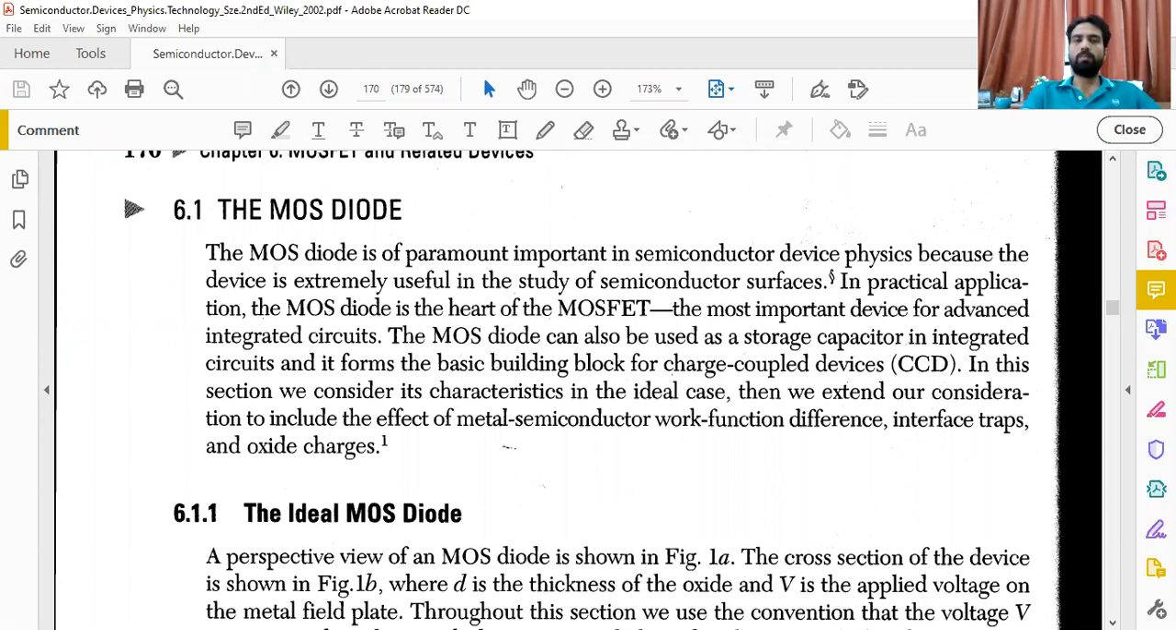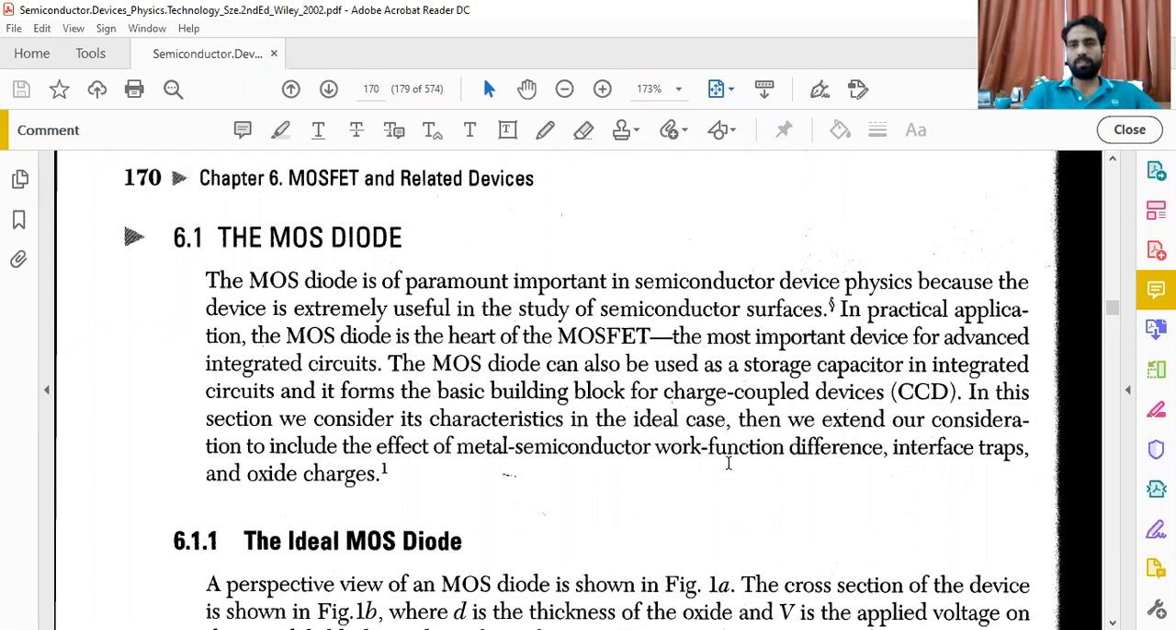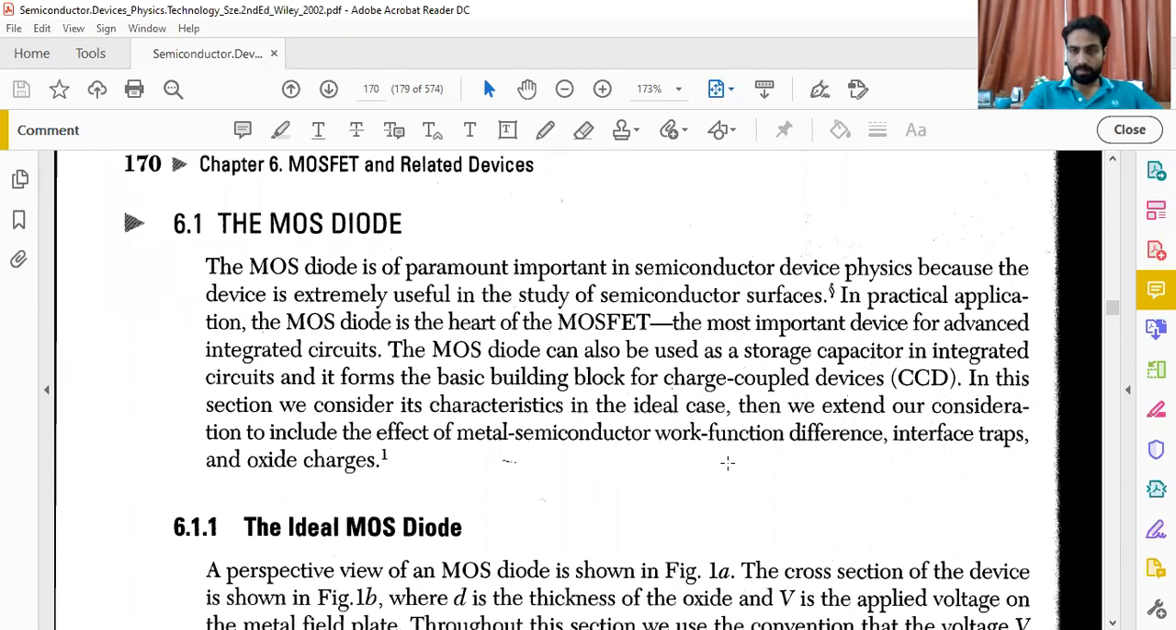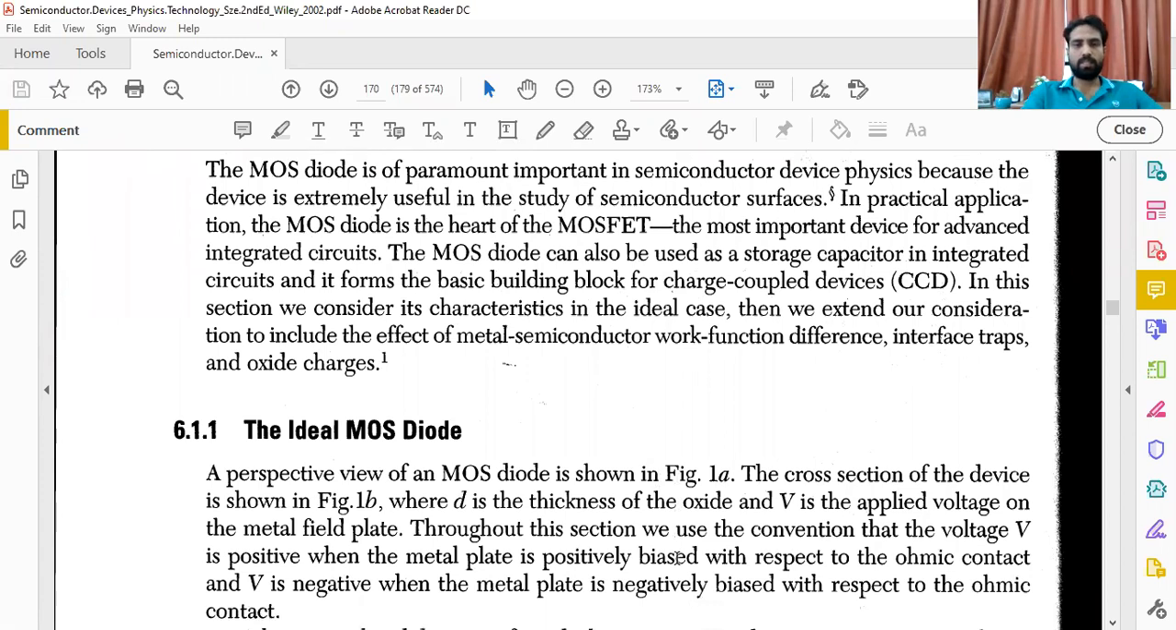Thus, the MOS diode is of paramount importance in semiconductor device physics because the device is extremely useful in the study of semiconductor surfaces. In practical application, the MOS diode is the heart of the MOSFET, the most important device for advanced integrated circuits. The MOS diode can be used as a storage capacitor in integrated circuits, and it forms the basic building block of charge coupled devices, CCDs. In this section, we are going to consider the characteristics and other things like that.